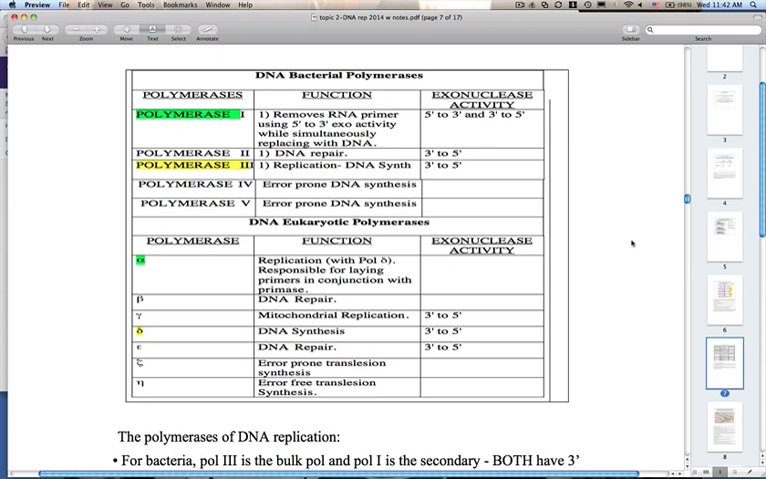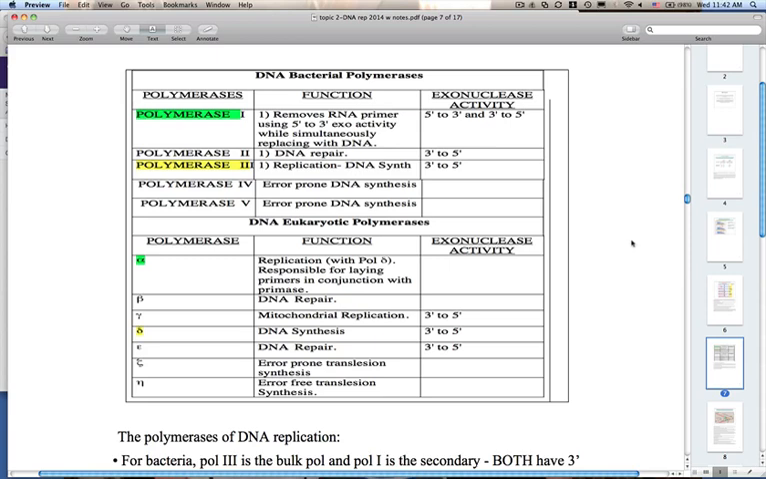Okay, so let's set it down here. We have bulk replicative polymerases, and we have kind of secondary polymerases when we talk about DNA replication. So the primary or bulk replication polymerases are here highlighted in yellow. So for the bacterial system, it's Pol 3. And for our cells, it's Pol delta and Pol epsilon.